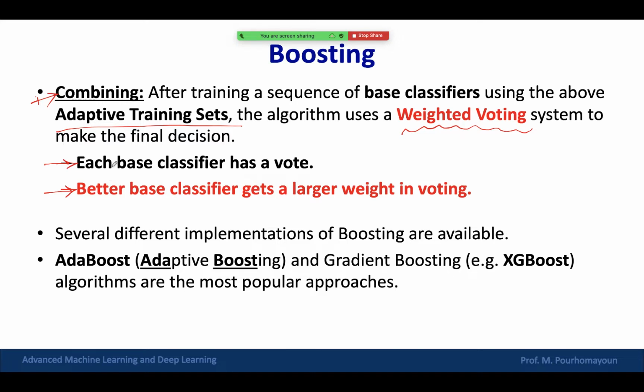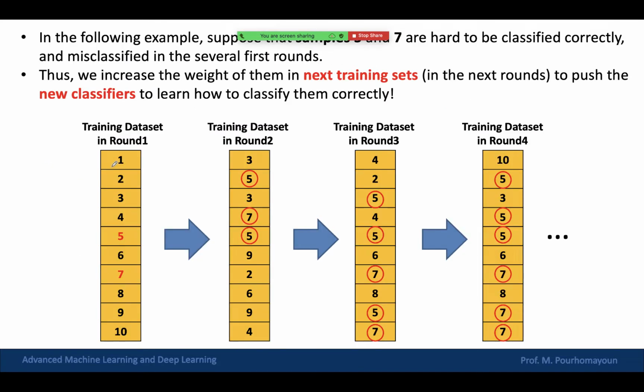So there are 2 main techniques that we use in boosting. First of all, we use adaptive and iterative techniques to modify our training data set over time, to detect and focus more on problematic samples for the next rounds of classifiers.